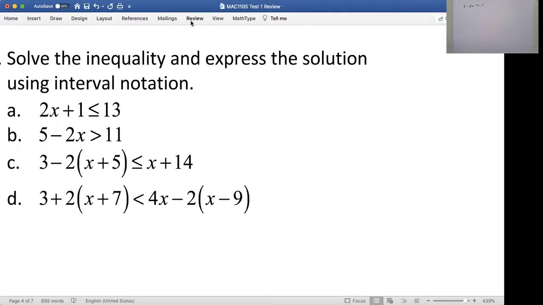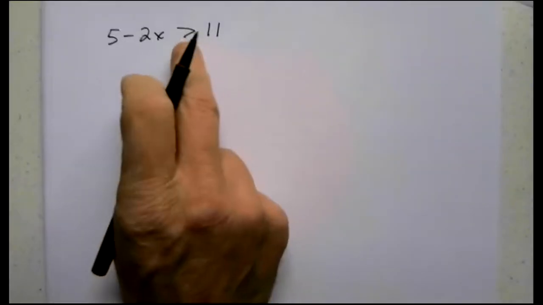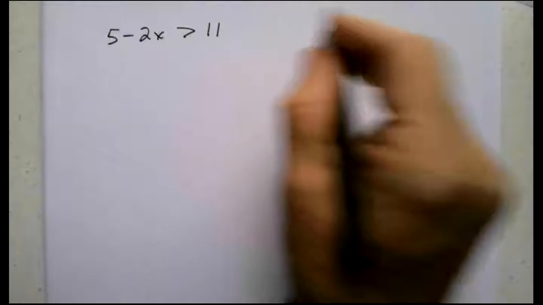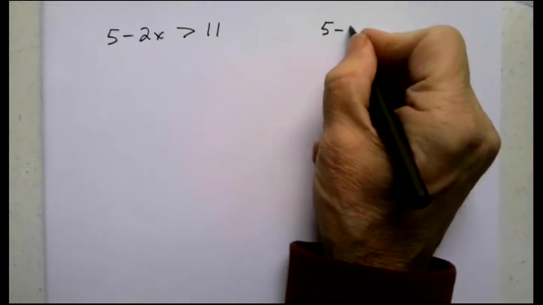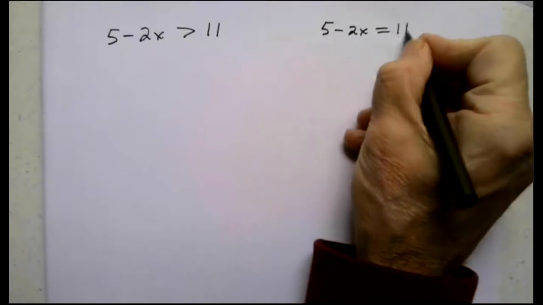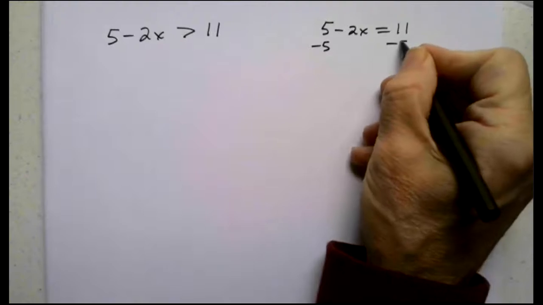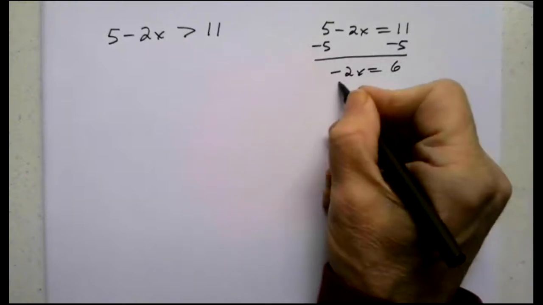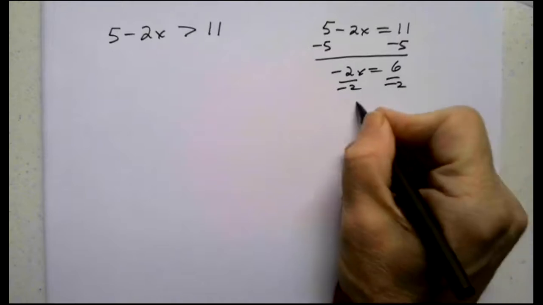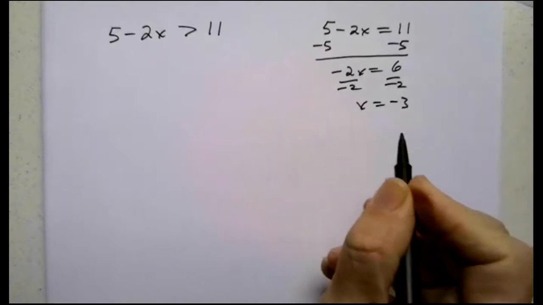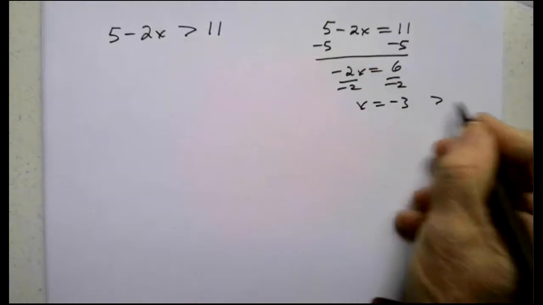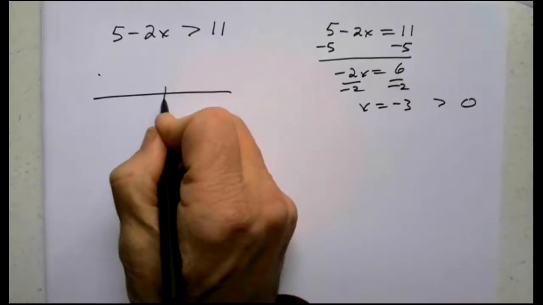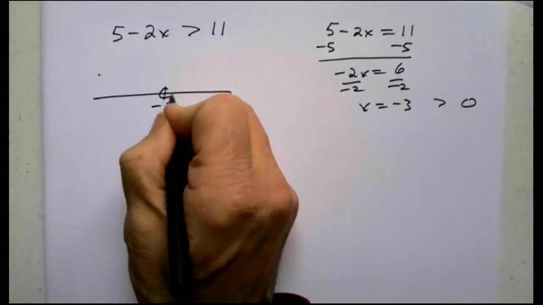So I see greater than, and right away I remember, okay, I'm not going to include the point. That's going to be a round circle of sorts. So using my testing point strategy, 5 minus 2x equals 11. Subtract 5. Negative 2x equals 6. Divide by negative 2. X equals negative 3. And it's greater than, so it is an open circle. So here is negative 3 with an open circle.